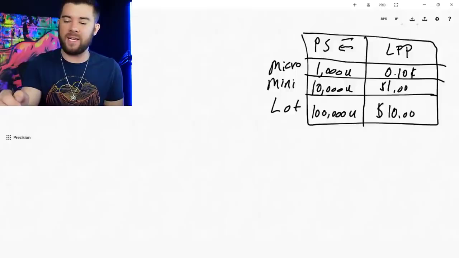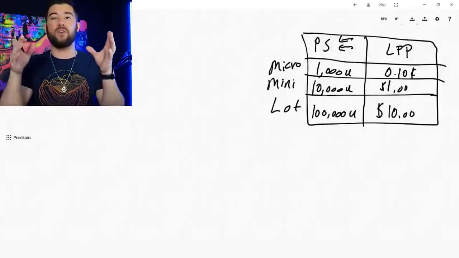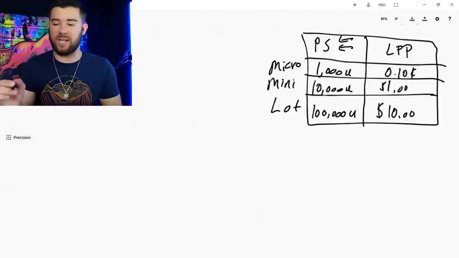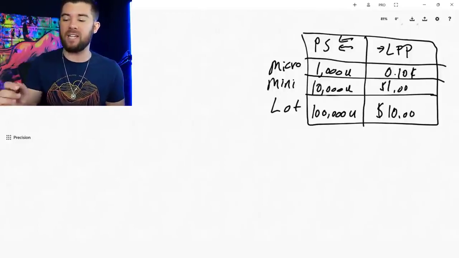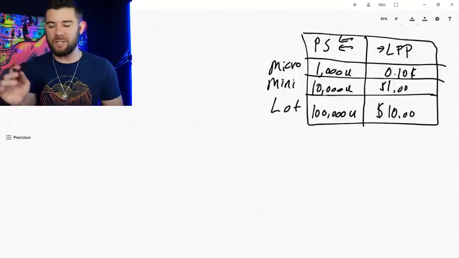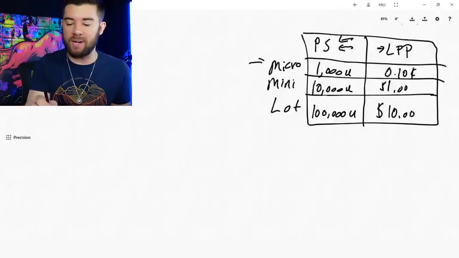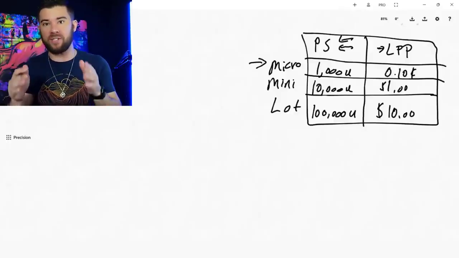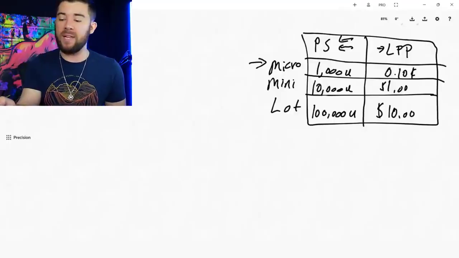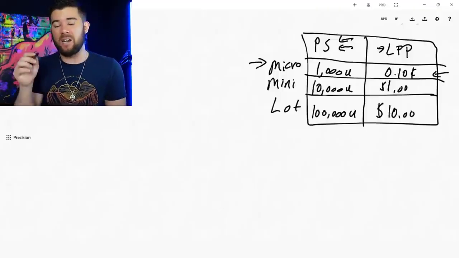What you see right here, PS, is your position size. This is the amount of units you decide to trade with. It's your actual position size. LPP stands for losses in dollars per pip. So for each pip that markets move with what is known as a micro lot, which is 1,000 units of currency, that means you will be losing, if prices are dropping, 10 cents per pip.